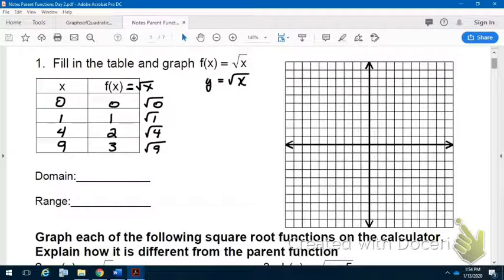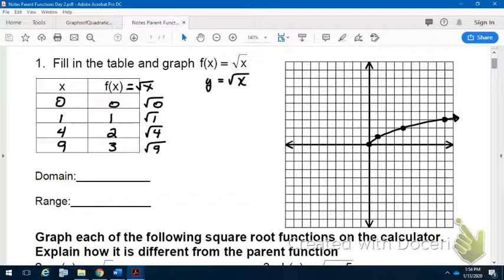So then we're going to go plot those points over on our graph. So we move over to the graph. And you see that we have a point at 0, 0, and at 1, 1, and at over 4 and up 2, and over 9 and up 3. And then you're going to connect those, and that's the basic shape of the parent square root function.